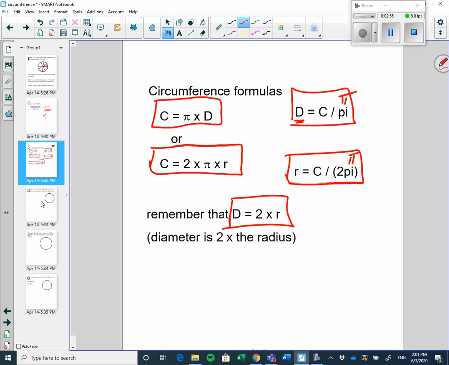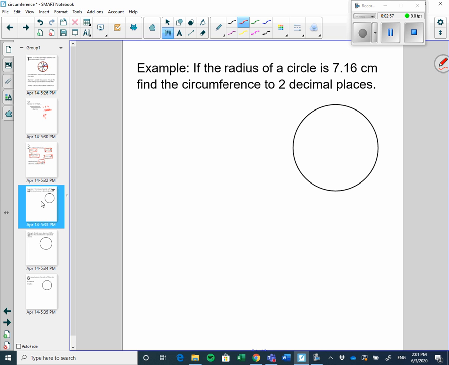Okay, so let's jump right in and do some examples here. So I've got my calculator, so I'm all ready to go. So for an example, if the radius of a circle is 7.16 centimeters, find the circumference to 2 decimal places. So there's my center. Notice that we're looking for the word radius. You have to check to see whether you're talking about radius or diameter. We are talking about the radius. So the formula is C equals 2 pi r. So that's going to be 2 times pi times the radius, 7.16.